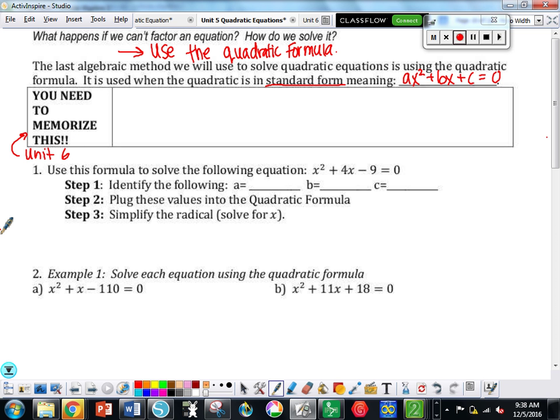The formula says x equals negative b. And really that just means the opposite of b. So if b is already negative, this is now positive, right? We just change the sign. Plus or minus, and I'll tell you what that means in a second. Negative b plus or minus the square root of b squared minus 4 times a times c, all over 2a.